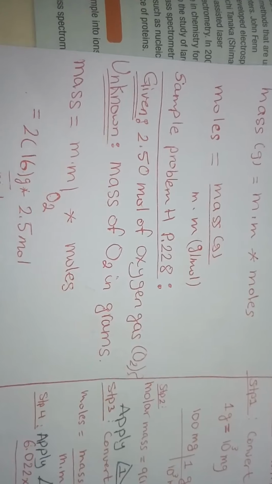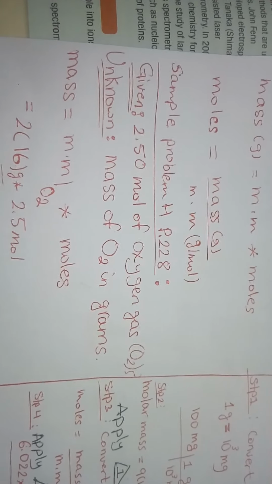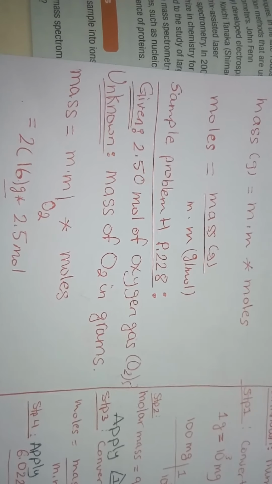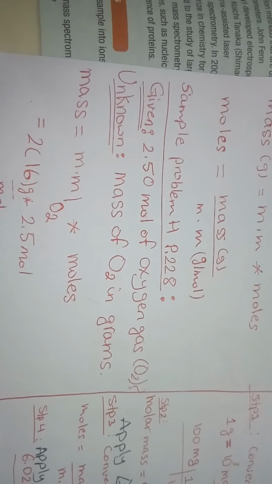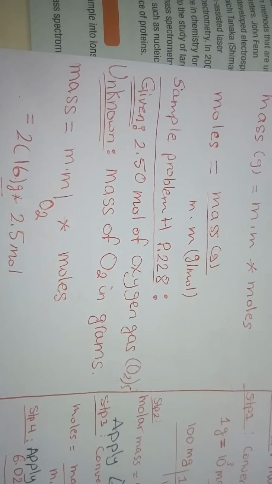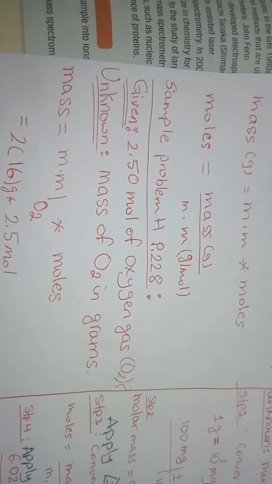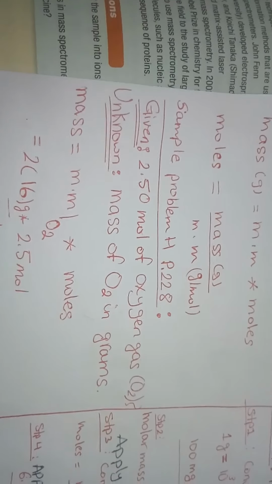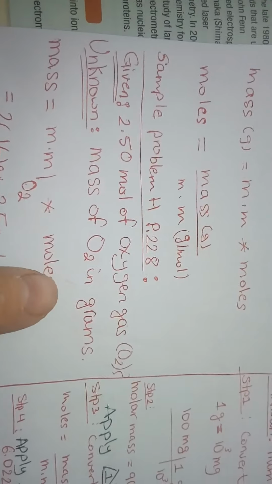I've just added that O2 in parentheses because I want you to know that. But if they say nitrogen gas, then you have to do your calculations according to N2. If they say hydrogen gas, according to H2. Chlorine gas, Cl2. Fluorine gas, then F2, etc. What is the unknown? The unknown is finding the mass of oxygen in grams.